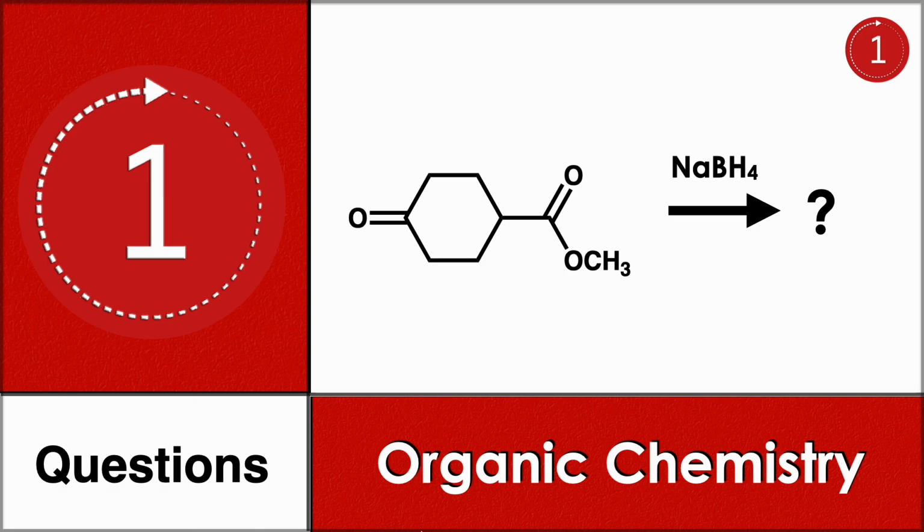Daily one question for you. Here we have a cyclohexane containing two carbonyl groups, a ketone and an ester. You are reacting it with sodium borohydride. You should find what will be the final product.